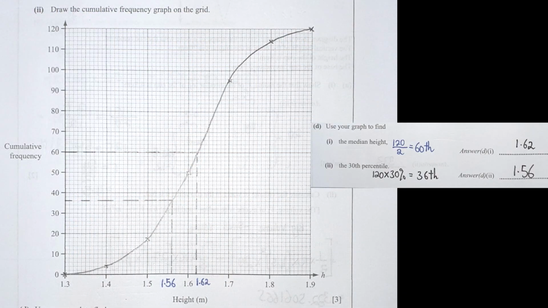With this information, we can now proceed and draw down this cumulative frequency graph over here. And the median height is actually this 120 times 50%, or just 120 divided by 2. You get 60th. So 60th, you trace it back through the graph, you get 1.62 as the median height. 30th percentile means 120 times 30%, you get 36. 36, you trace it back, the height will actually be 1.56 meters.